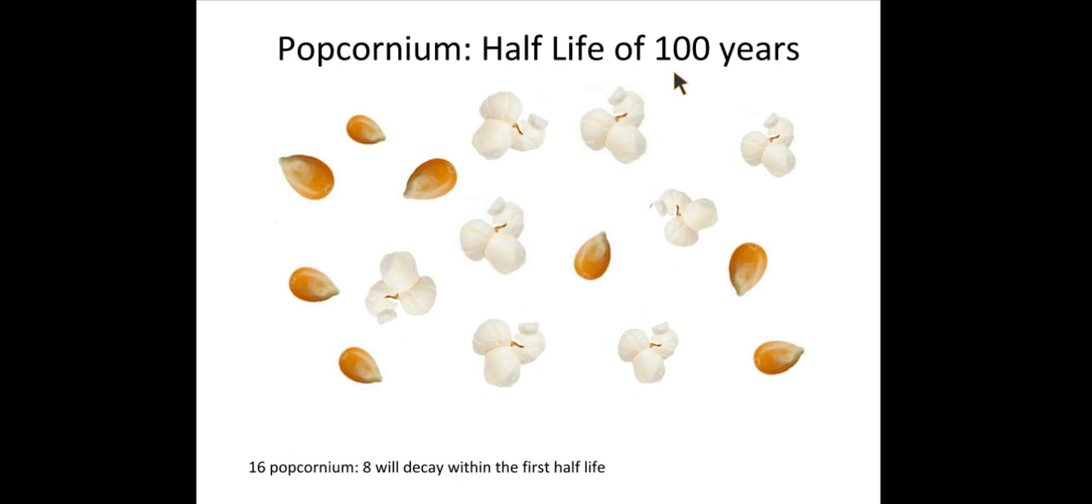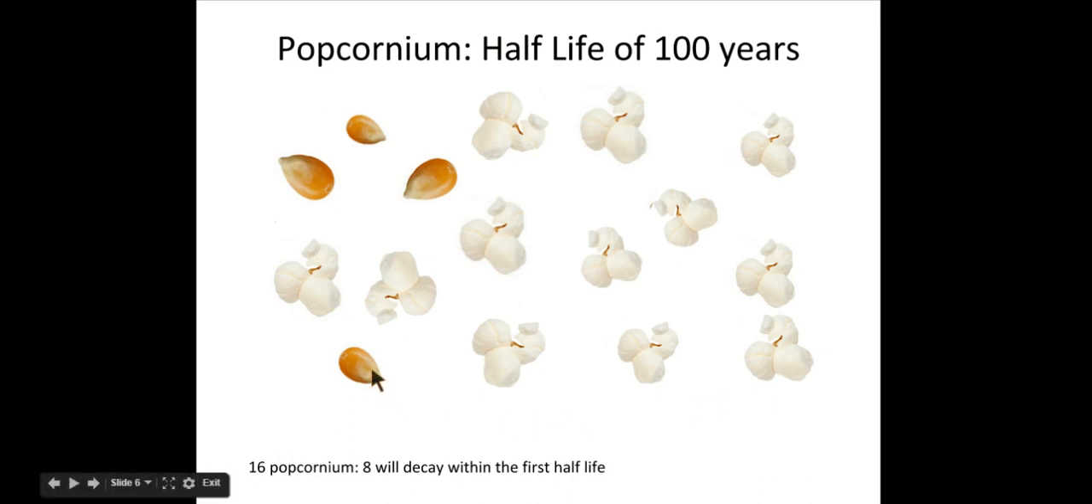Okay, so 8 of those 16 have changed into the daughter product, and that would have taken 100 years, because that's what the half-life is. So if another 100 years goes by, I'm going to cut the number of popcornium I have left in half again. So if there's 8 here, 4 will change into something else in the next 100 years. So I would say this sample now is 200 years old, because 2 half-lives have gone by, and I've cut the number of popcornium in half twice. So if another half-life goes by, I will cut the 4 that are left in half again. So now this sample would be 300 years old.